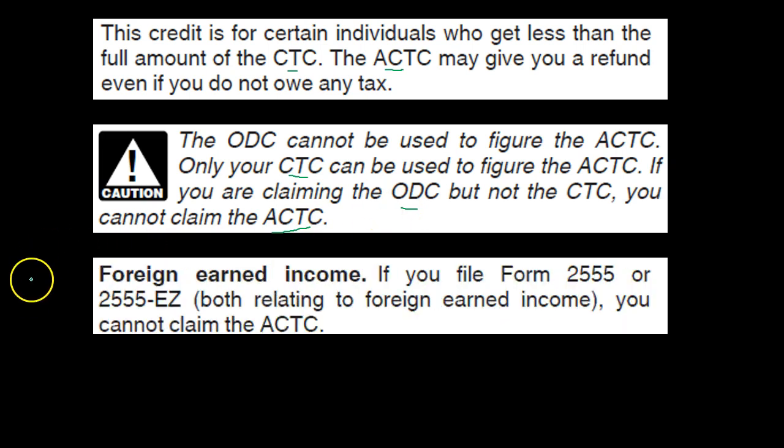Then if we keep rolling back to the text, foreign earned income: if you file Form 2555 or 2555-EZ, both related to foreign income, you cannot claim the additional child tax credit. So there are restrictions on the additional child tax credit if you have non-U.S. income. It's something to be aware of and careful about. If you're not getting the child tax credit, look into that foreign income as a possible reason why that might be what's going on, and look into that further if it's applicable.